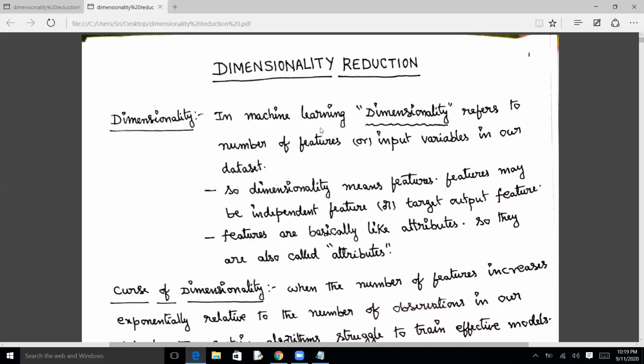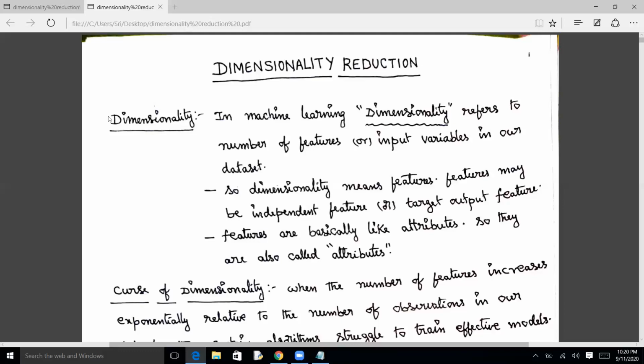In machine learning, dimensionality refers to the number of features, that is, the number of input variables present in the data set. So we conclude that dimensionality means features. These features may be independent features or target output features. Basically, the features are acting like attributes, so features are also considered as attributes.